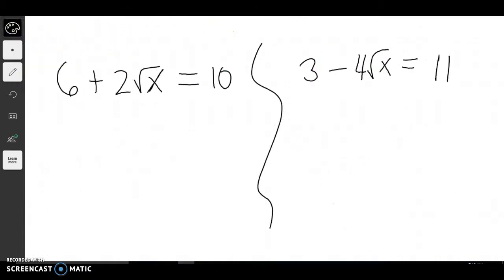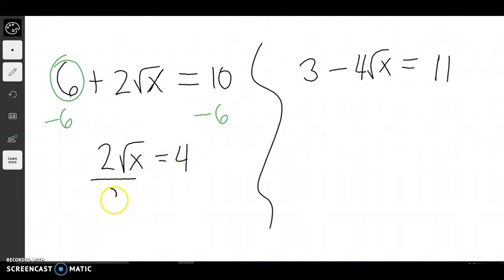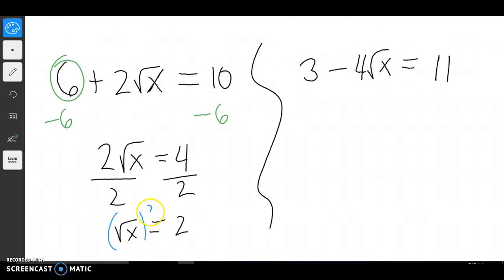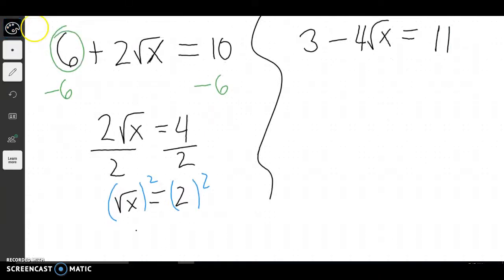Okay, so let's try these last 2 examples. Again, we're going to try to get x all by itself. So the first thing I'm going to deal with is the plus. We have this positive 6 sitting out here, so I'm going to subtract 6 from both sides. I'm going to get 2 radical x equals 4. I'm then going to divide both sides by 2 and get radical x is equal to 2. Again, to undo the square root, I'm going to square both sides. And when I square both sides, I'm going to get that x is equal to 4.